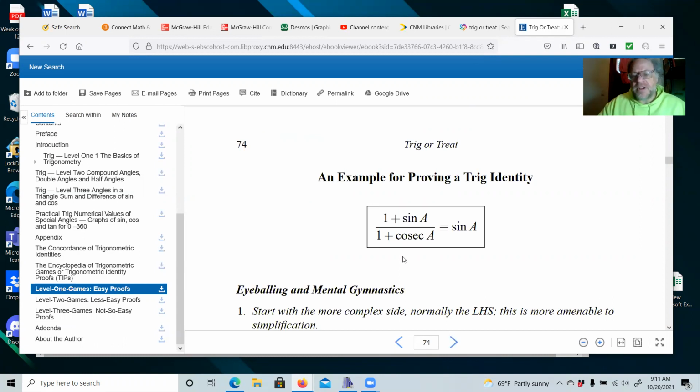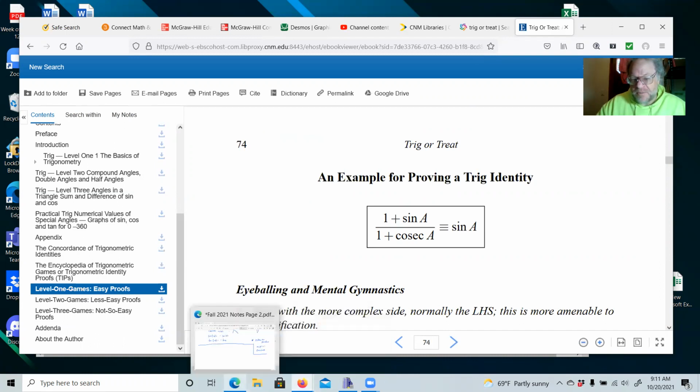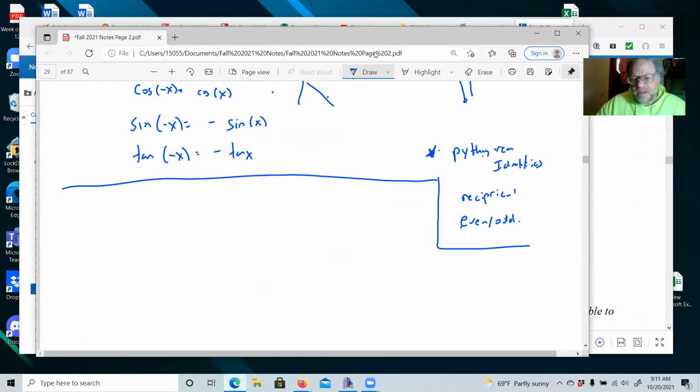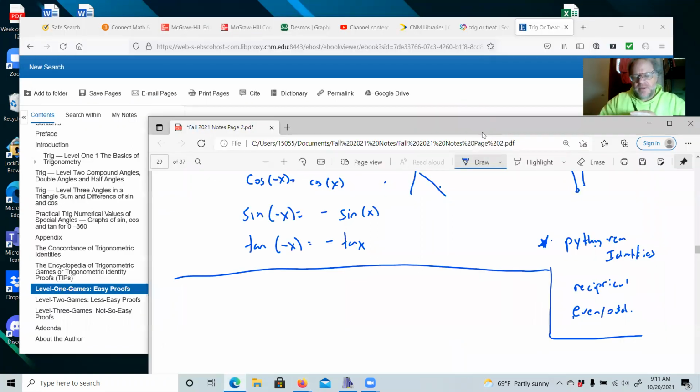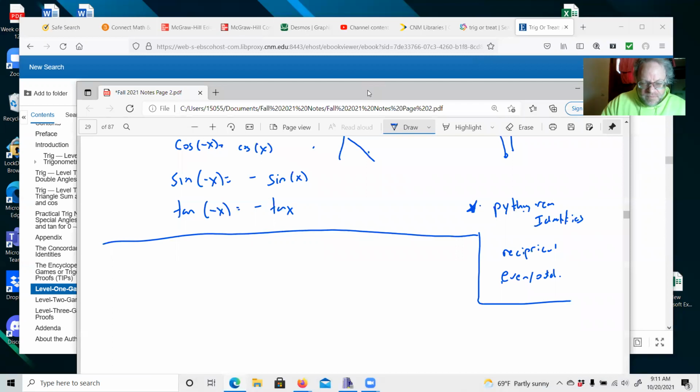So they're going to give us something like this. Okay, like 1 plus sine A over 1 plus cosecant A is equal to A. So I just wanted an example to kind of guide us about what we're talking about. We're not going to do it. No, we could do it. Okay. So we have 1 plus sine A.